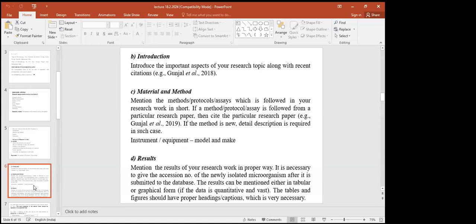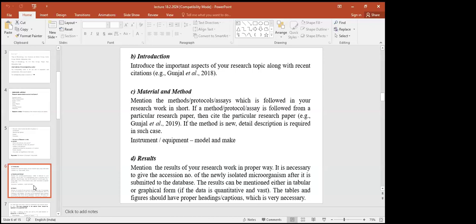Sophisticated instruments include the UV visible spectrophotometer, the phase contrast microscope, the scanning electron microscope, or, if you have used it, the transmission electron microscope, and the polymerase chain reaction machine. All these are sophisticated instruments, so you have to give the model and make. The same goes for Fourier transform infrared, FTIR, or the atomic absorption spectrophotometer for the study of metals. In that case, you need to give the name, make, and model of such instruments.